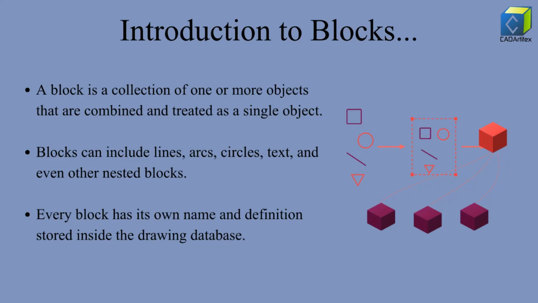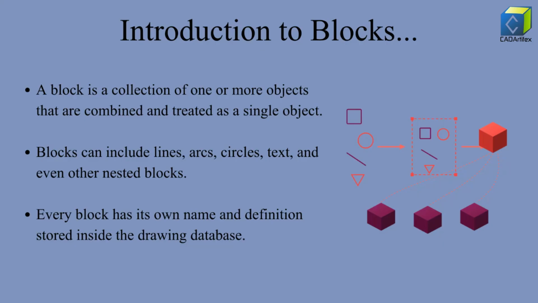So, what is a block? A block is a collection of one or more objects that are combined and treated as a single object. A block can include lines, arcs, circles, text, 3D objects, and other nested blocks. Every block has its own name and definition that is stored inside its drawing database. So, basically, a block is a very important tool in AutoCAD. It also helps to save our time and improve our productivity.